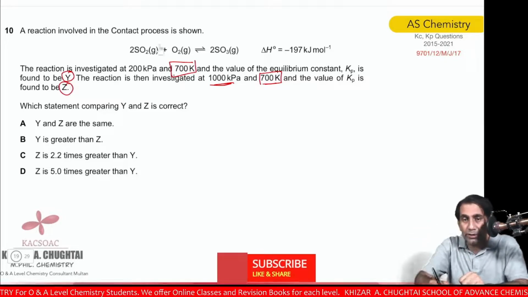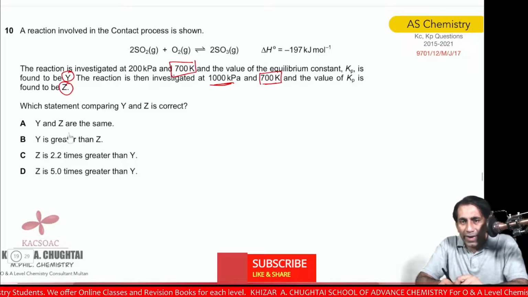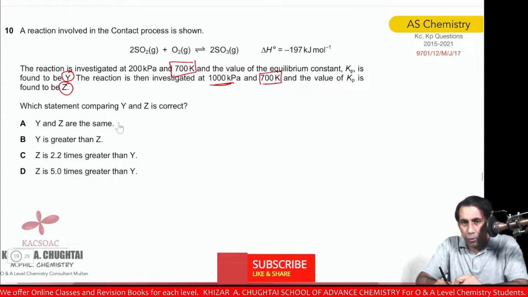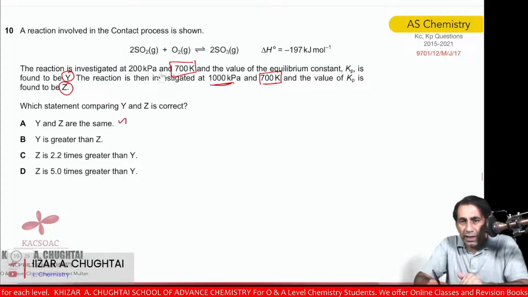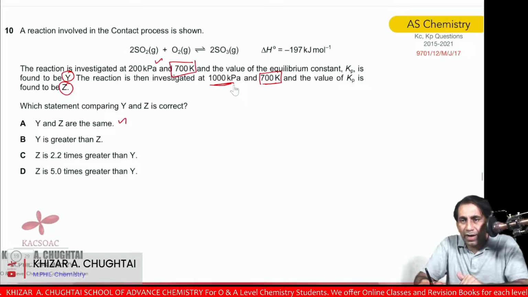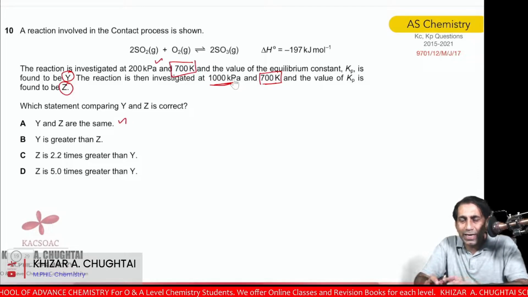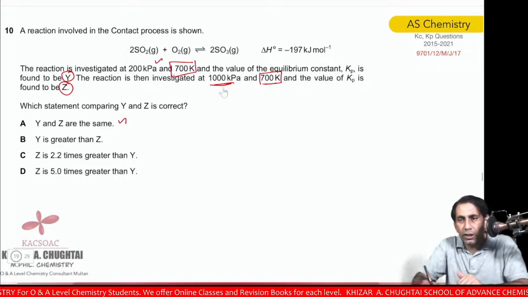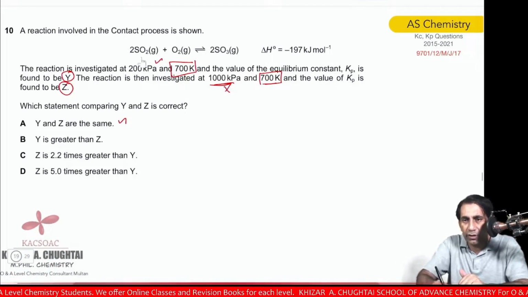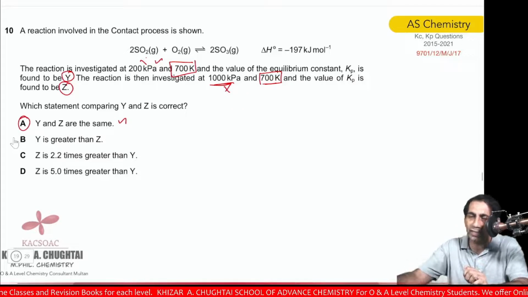Now come towards the options. Which statement comparing Y and Z is correct? Y and Z are the same. Yes, it will be the same. You can see that by changing the pressure, the answer of Kp will not change. Kp and Kc can be changed by changing the value of temperature, right? So by changing the pressure, there will be no change. The answers of Y and Z will remain the same. So A is the correct option.